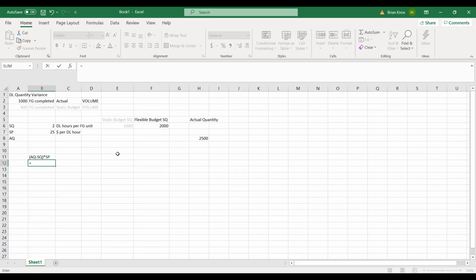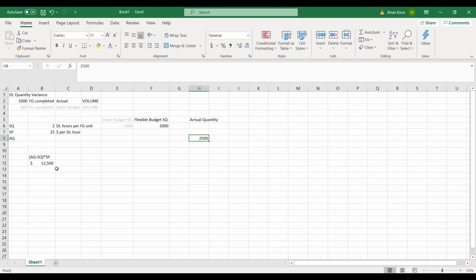Okay, now if we do that, we take actual quantity less standard flexible budget quantity. We could either push F2 to edit the cell or click up here in the formula field and then multiply that by that difference, have to put in parentheses there, multiply that by our standard price. We have a difference in dollar amount now of $12,500. So the 500 direct labor hour difference multiplied by the price per labor hour gives us a quantity variance of 12,500.